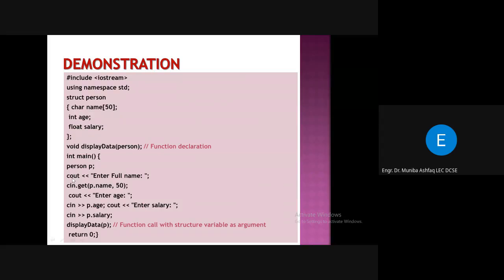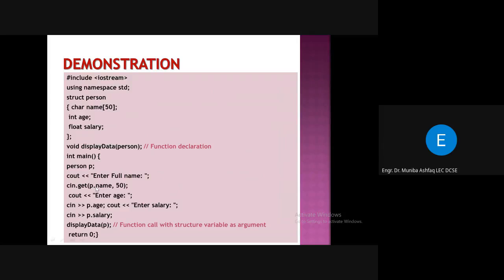Now see, I'm prompting the user, enter full name. I'm asking the user to enter the full name. How can I get it from the user? Using cin. So using cin dot get, or you can use cin dot getline, right? There is a little difference between cin dot get and cin dot getline, but the purpose of both is to take a line of text from the user, right? So cin dot getline maybe, or cin dot get.